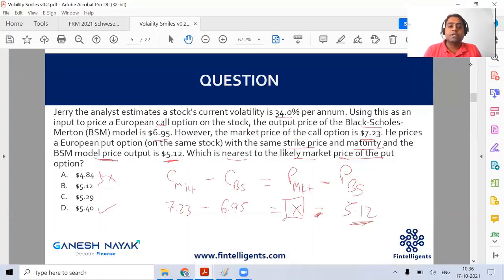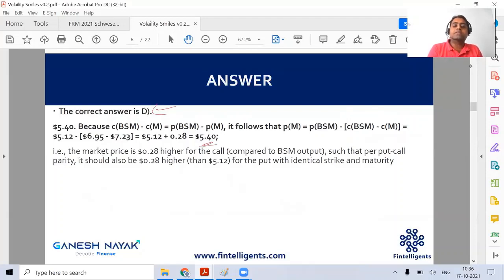A cannot be your answer because this part has to be higher to maintain equality, right? So it has to be greater than 5.12. Perfect. So your A and B cannot be the answer. Either it has to be C or D. And your answer is 5.12. Okay, so this is just one type of question that you can expect in the exam.